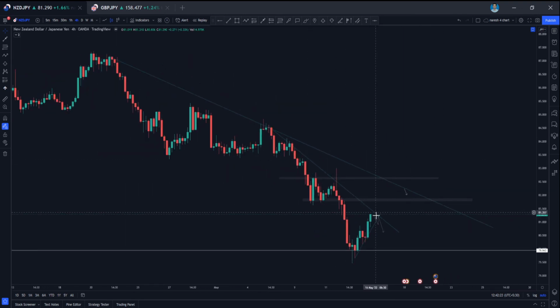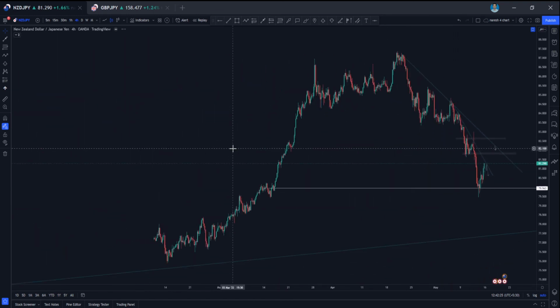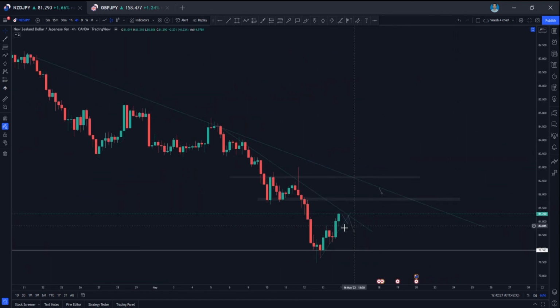I'll be looking only for short entries and the major trend is down. So either it can look for the pullback to this level, or if it is holding down here, and if it is directly moving up, I'll be looking for short entries from there.